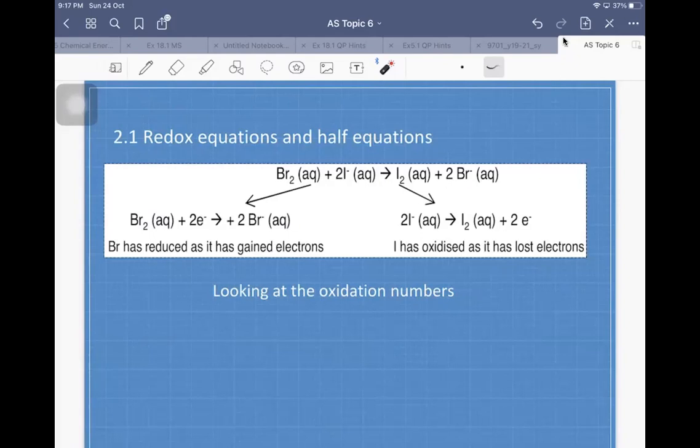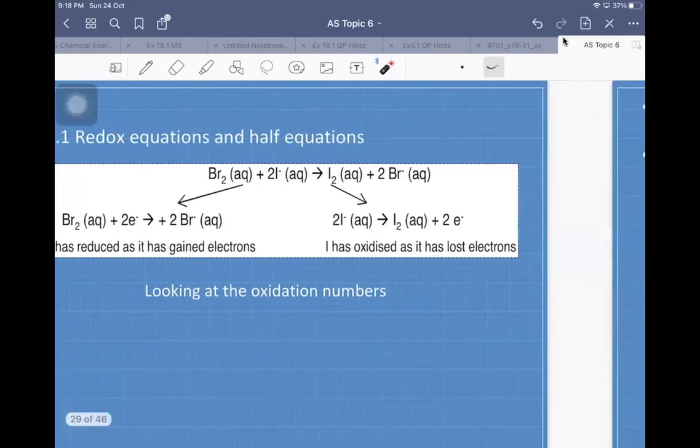Looking at the oxidation numbers, I've talked about this already. How have I been able to identify whether it's a reduction or an oxidation? It is because you look at the change in oxidation numbers of each of the species. Electrons, there's no oxidation number or oxidation state for electrons, so you just leave it out of the way.